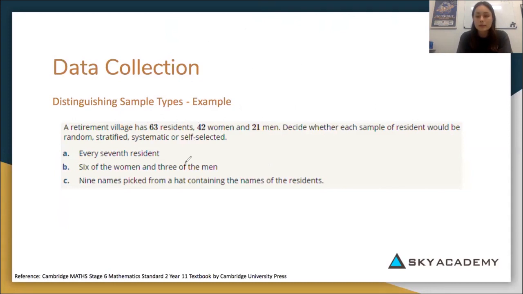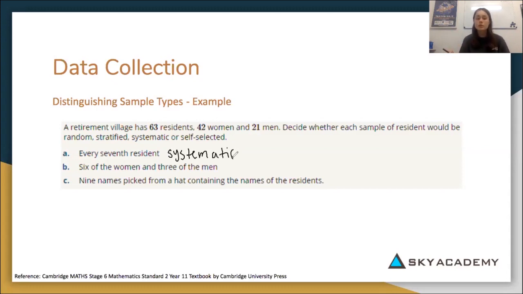Every 7th resident for question A. So if you line up the 63 residents and you're getting information from every 7th person, you have a structure, you have a system. So it's going to be systematic. It's not random. You are deliberately choosing every 7th resident to collect information from.